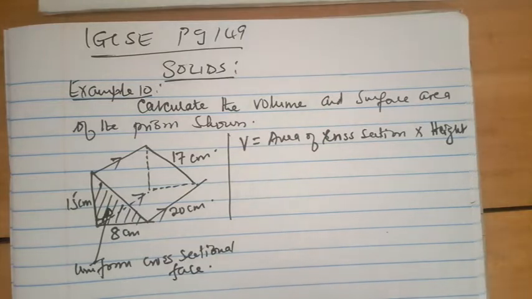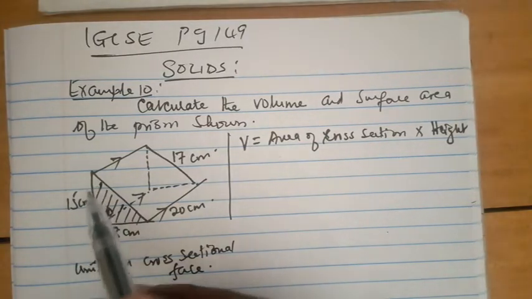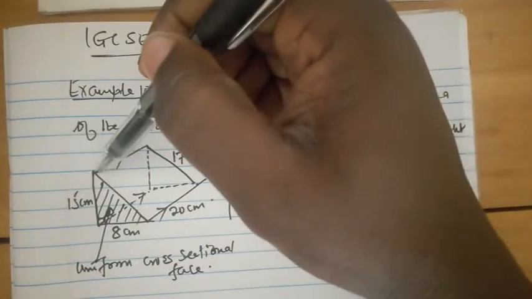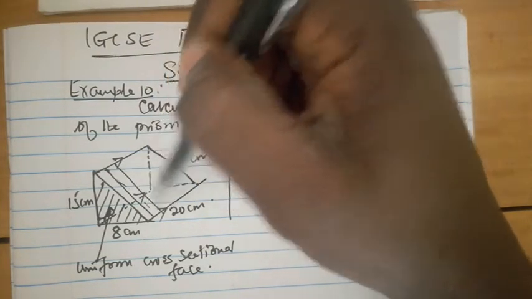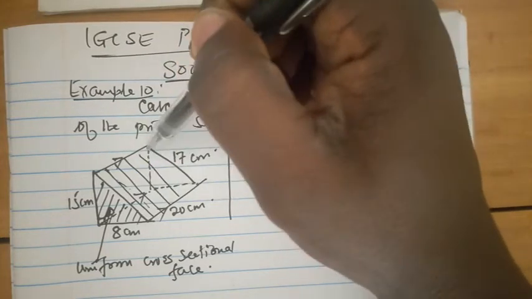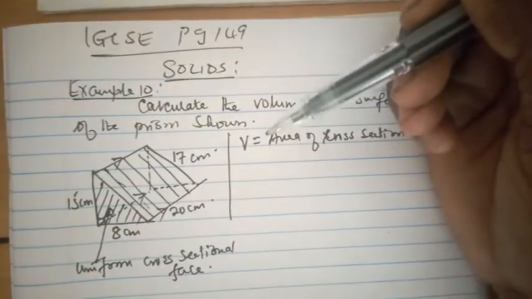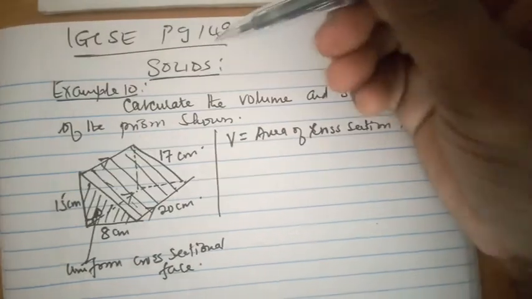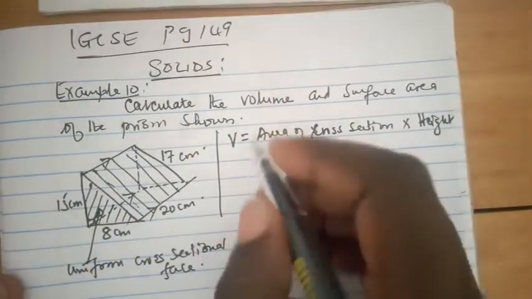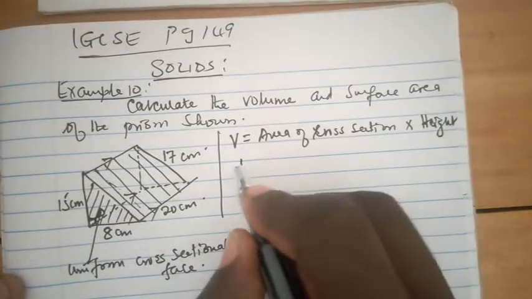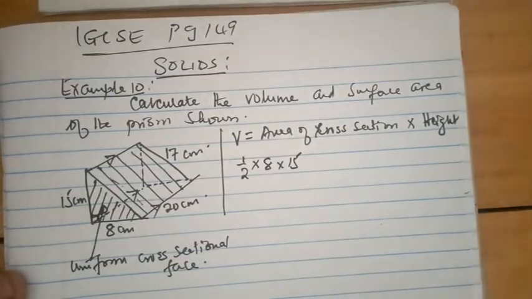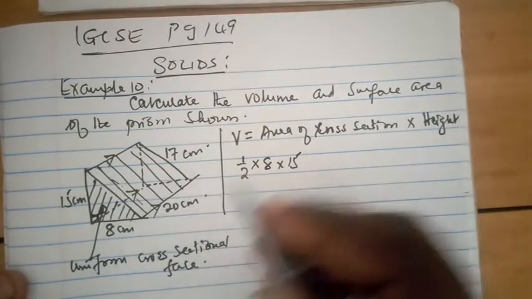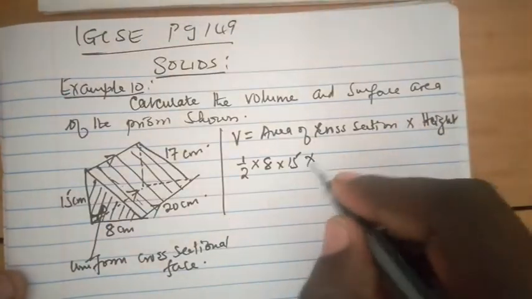face or area. So this cross-section, if you keep cutting along this line parallel to this line, you will continue to see the same shape. So that is why it's called uniform cross-sectional area. And therefore, it's a right angle triangle. So a half times base times 15, now times the parallel sides, which is 20.